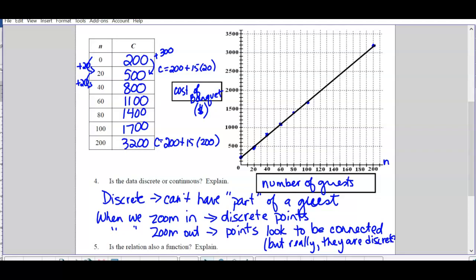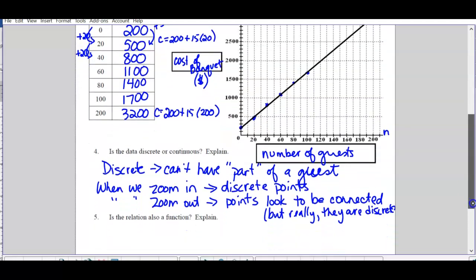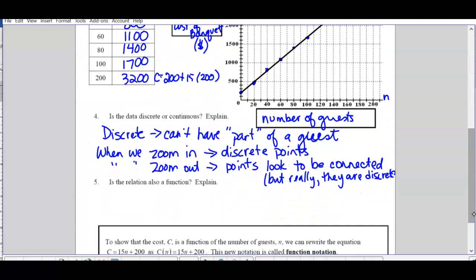Because you can have one guess, right? And one guess would be 215, just slightly above there. So when you zoom out like this, it looks like they're connected. Is it a function? Yep, for every number of guess, there's just one cost. So yes. So there's only one possible cost for each number of guess.